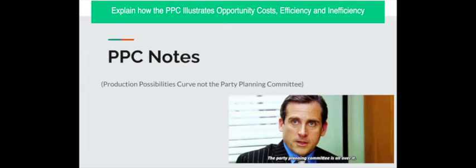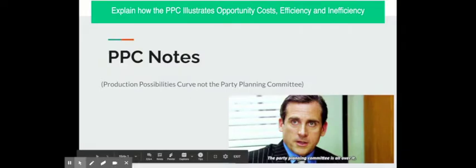Okay, children, today's video is going to be about the production possibility curve. And by the time this video is over, you need to be able to explain how the production possibility curve illustrates opportunity costs, efficiency, and inefficiency. And also, you need to be able to explain what a shift to the right of the production possibility curve is and what a shift to the left of the production possibility curve is.